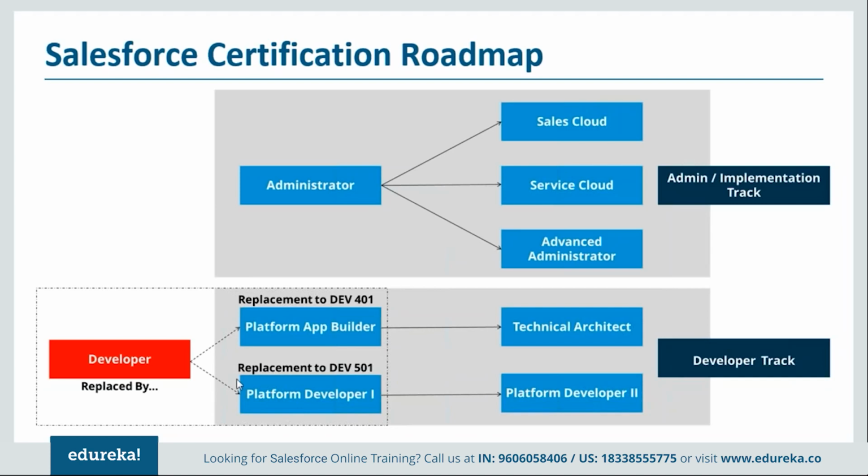Once you're done with these two basic certifications, you can go for any one of these advanced certifications. There is something called Platform Developer 2, which could be pursued after Developer 1. And then you have the Technical Architect certification, which can be pursued after your Platform App Builder. Your Technical Architect certification is a very senior certification, and this can be pursued even after your Platform Developer 2.